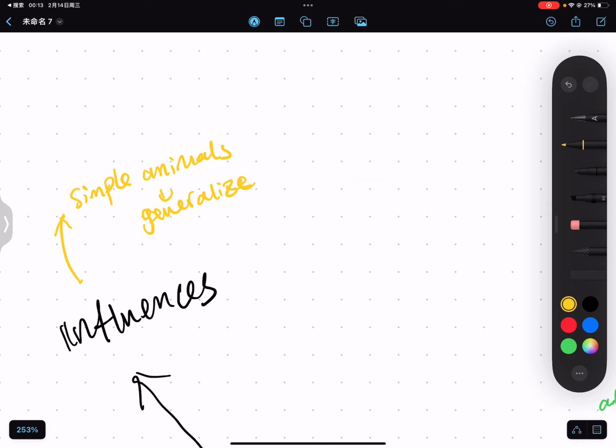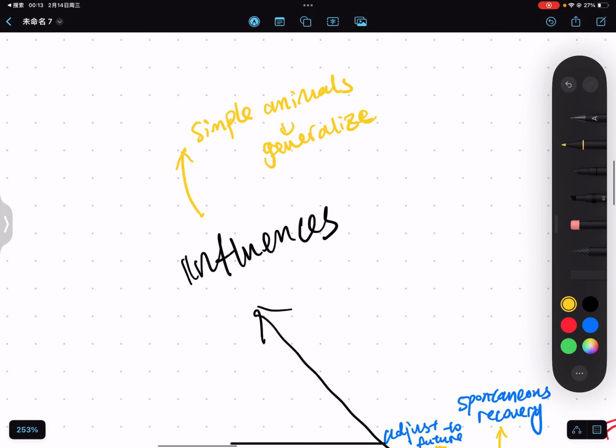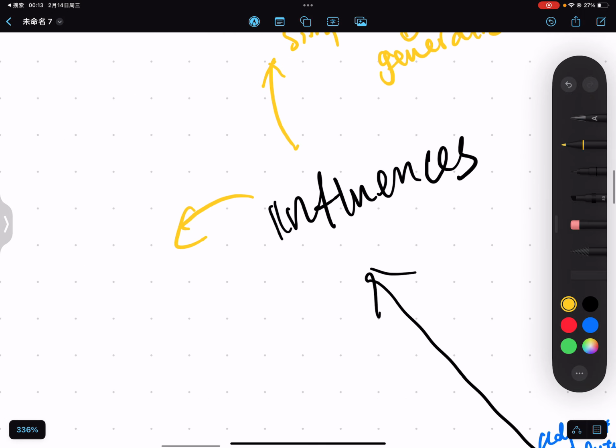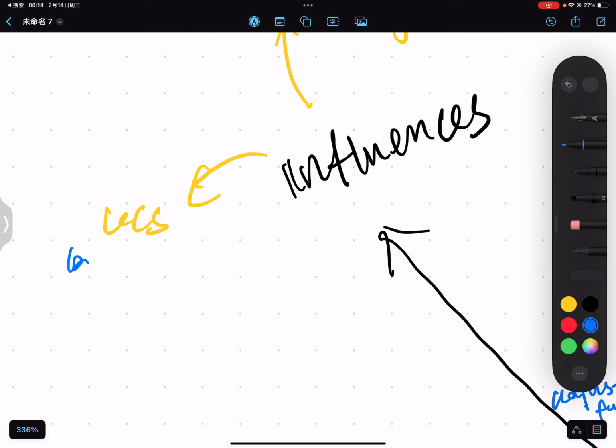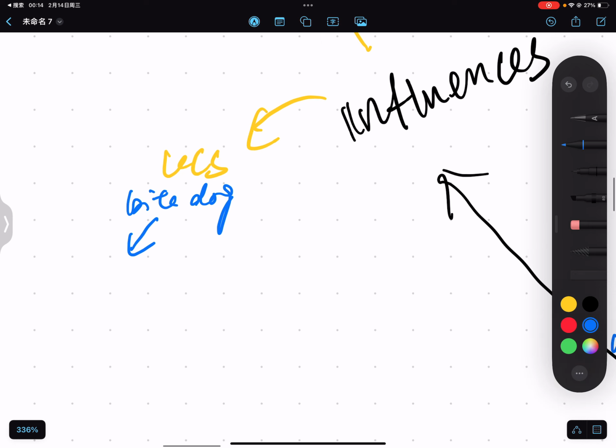And the second thing is that UCS will be related with a lot of things. For example, you have been bitten by a dog and you are afraid of maybe all dogs, and also sometimes when you hear the dog call you are also afraid. So this is a relation.